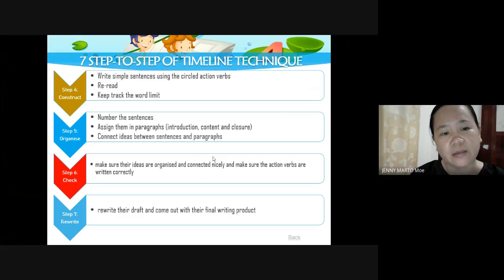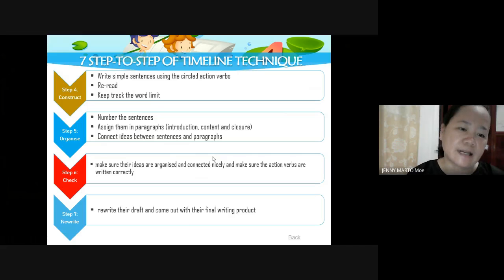In here, unlike the earlier steps, they didn't have to number the sentences. But in this part, they need to number the sentences and then assign them into paragraphs, which are introduction, content, and closure. Next, they need to connect the ideas between sentences and paragraphs to make them make sense. And interesting too.